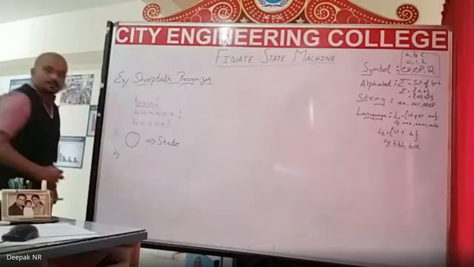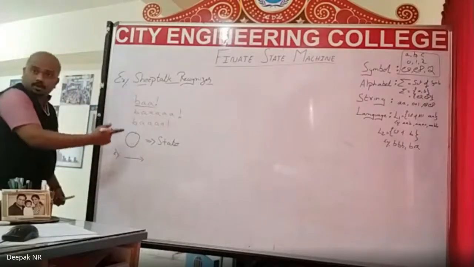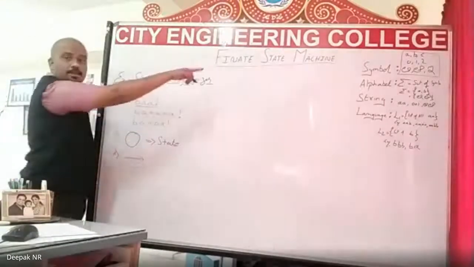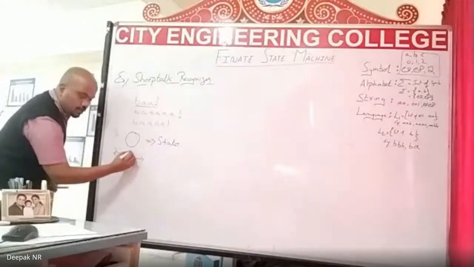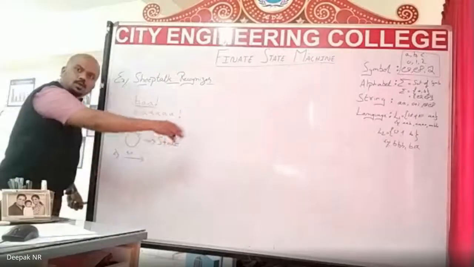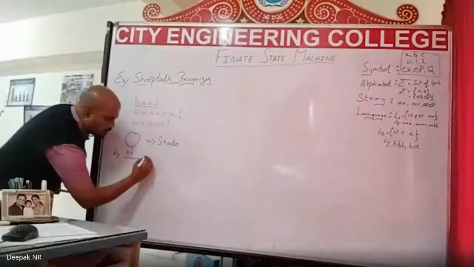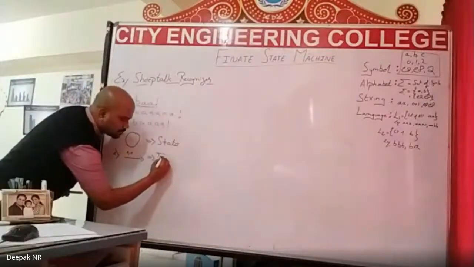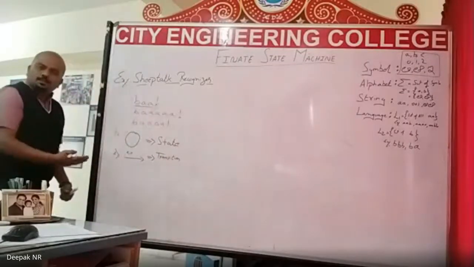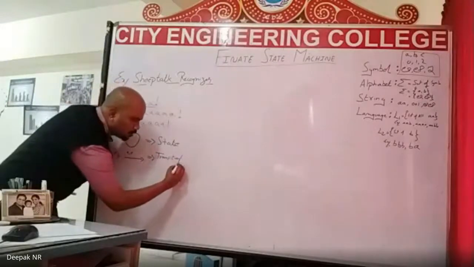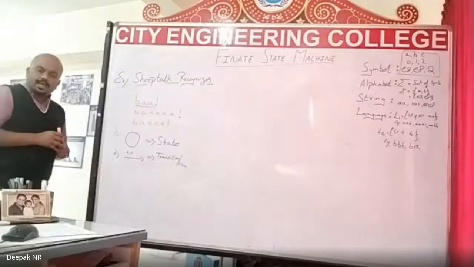Let me go with the second one. There is an arrow mark with a symbol on it. Symbol means, as I have told you, it can be A to Z, or 0, 1, 2, 3, or anything. Only one symbol, and this is called a transition. In other words, a transition is a flow. Clear? You can say either transition or flow.